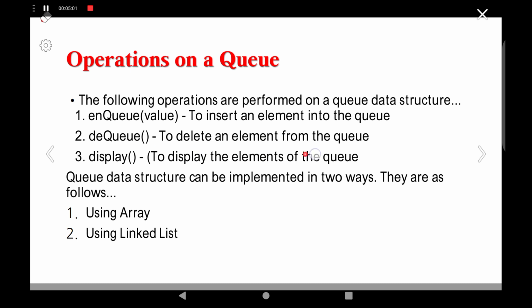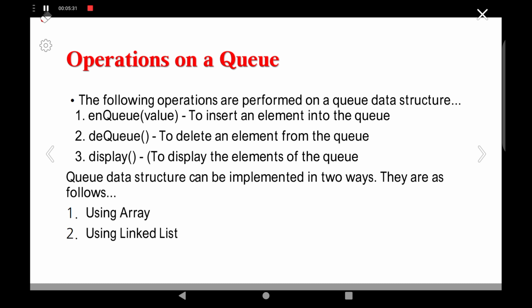To delete an element from the queue, we have to delete it from the front part of the queue, and then display the elements of the queue. If you want to perform the insertion operation, then the queue should not be full. That means there must be some space to insert the element. Similarly, to perform the dequeue operation, the queue should not be empty, right?